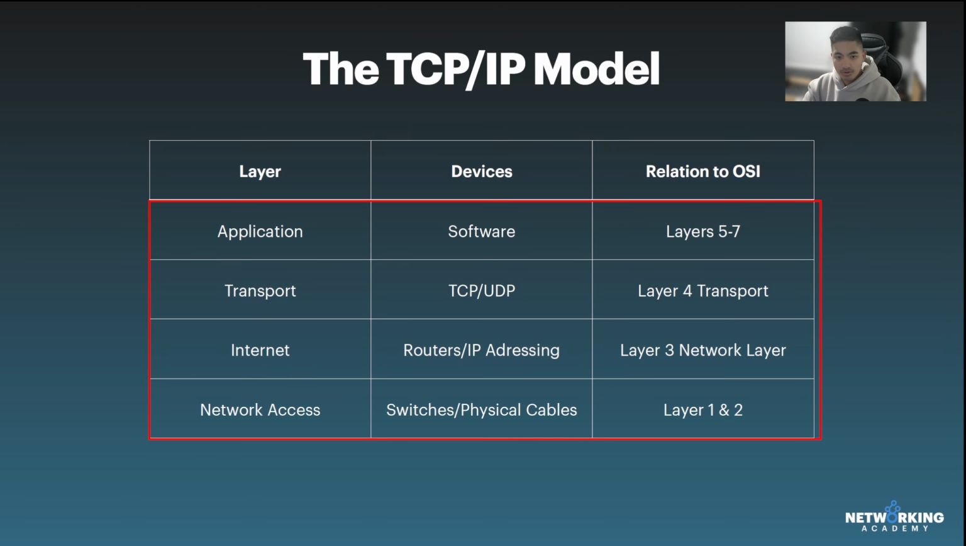So as you can see here, OSI layers 7, 6, 5 combine into the application layer. Then transport is layer 4, and layer 3 of the OSI model is the internet layer in the TCP/IP model. And for the network access layer of the TCP/IP model, it's layers 1 and 2.